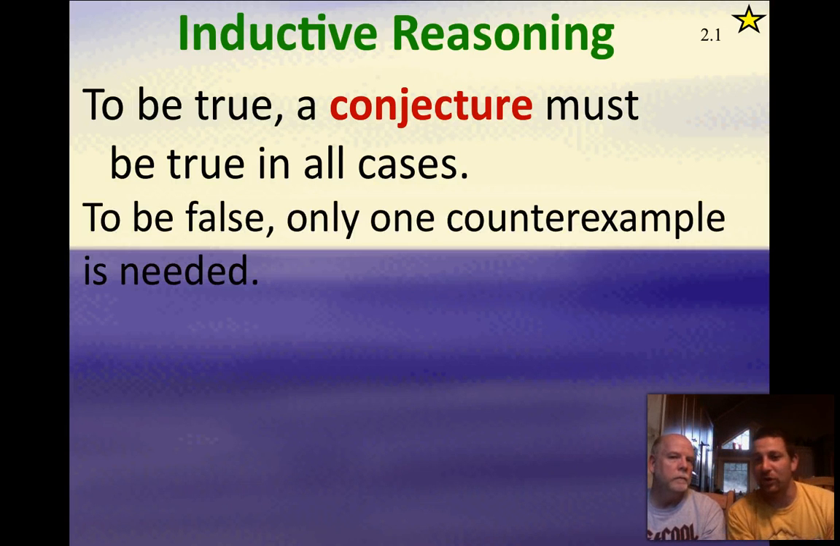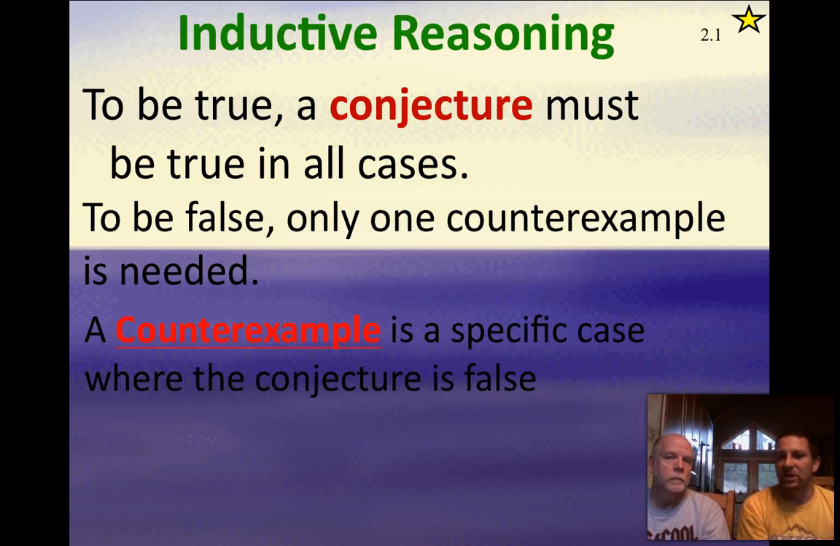And to be false, it would be called a counterexample. Now, you've seen this in algebra. But to be false, only one counterexample is needed. And a counterexample, guys, is a specific case where the conjecture is false. So if you can prove it wrong just one time, then you disprove the whole thing. You've broken the whole pattern by that one counterexample. So if the statement happened to be that all angles have to be less than 90 degrees, all you have to do is show an obtuse angle, and that's a counterexample.